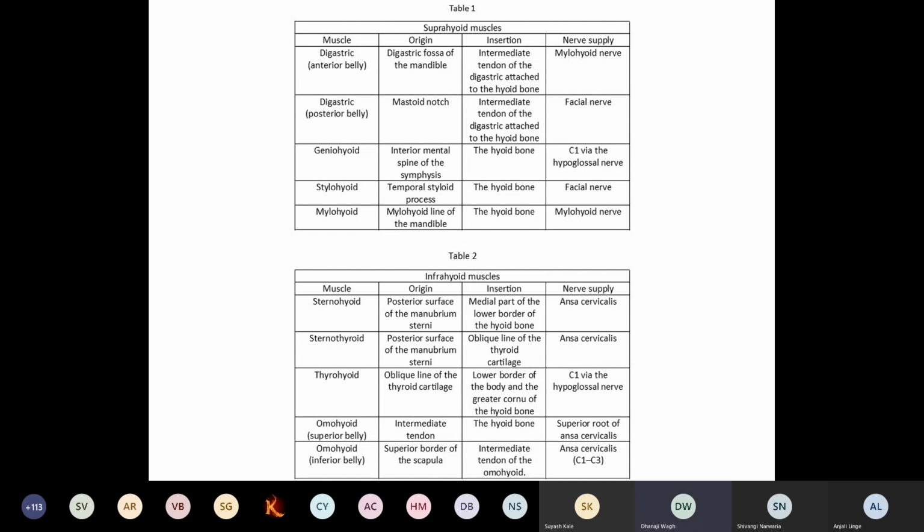Now in table 2, you can see the infrahyoid muscles. The first muscle of the infrahyoid group is the sternohyoid muscle. It originates from the posterior surface of the manubrium sterni, is inserted on the medial part of the lower border of the hyoid bone, and the nerve supply is from the ansa cervicalis. The second muscle of the infrahyoid group is the sternothyroid, which comes from the posterior surface of the manubrium sterni and is inserted on the oblique line of the thyroid cartilage, and its nerve supply is the ansa cervicalis.